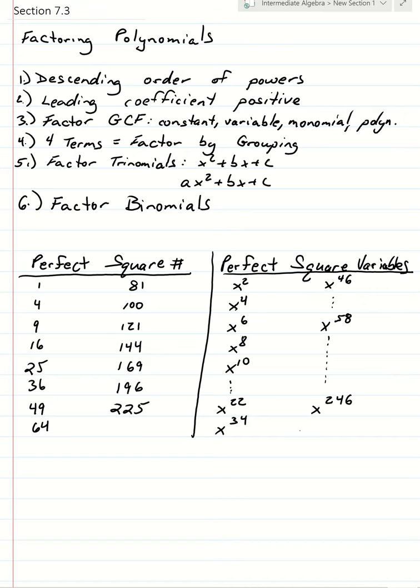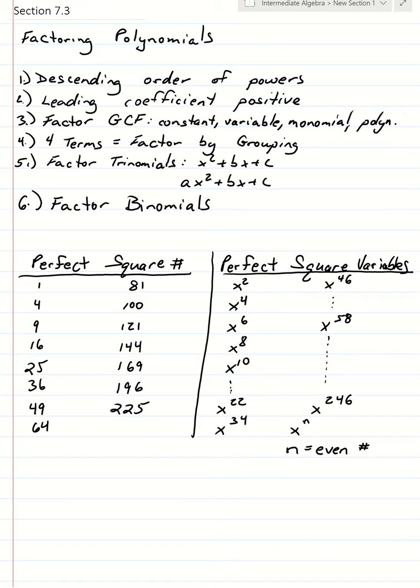And if you want to think of it, x to the n power would be considered a perfect square variable, provided n is an even number. As long as the exponent is an even number, x to the n would be considered a perfect square variable. Okay? And these are going to be very important to us not only here, but they will also become important to us later on in chapter 9 when we talk about radicals.